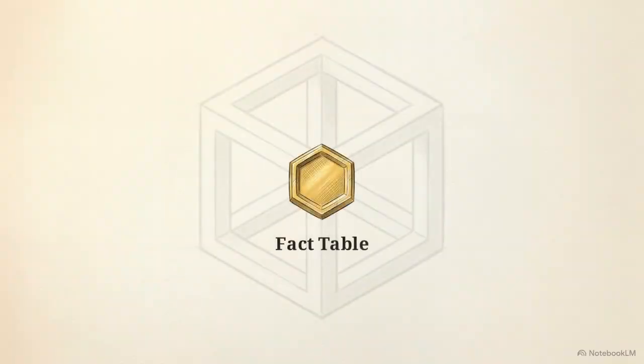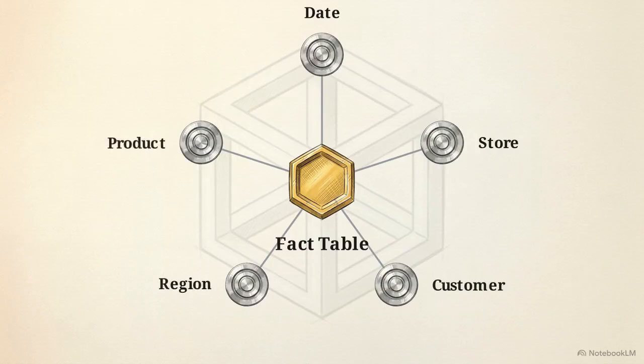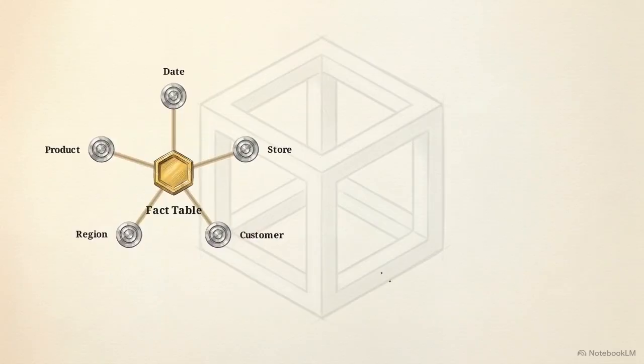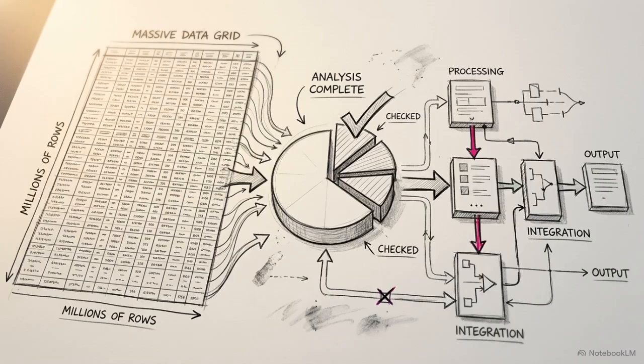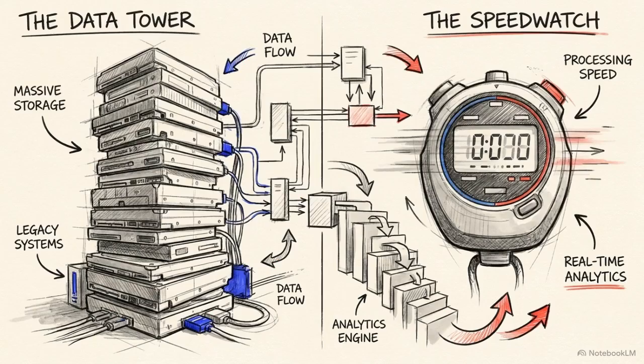The star schema is anchored by the fact table. This holds the quantitative, measurable events, like transaction amounts or quantities sold. Surrounding that center are the dimension tables. These hold the descriptive context for those facts, things like dates, store locations, and product details. Because the descriptive data is pre-joined to the numerical facts, business intelligence tools can execute massive aggregations across millions of rows without getting bogged down by complex joins. The star schema sacrifices storage efficiency in exchange for faster analytical query speeds.